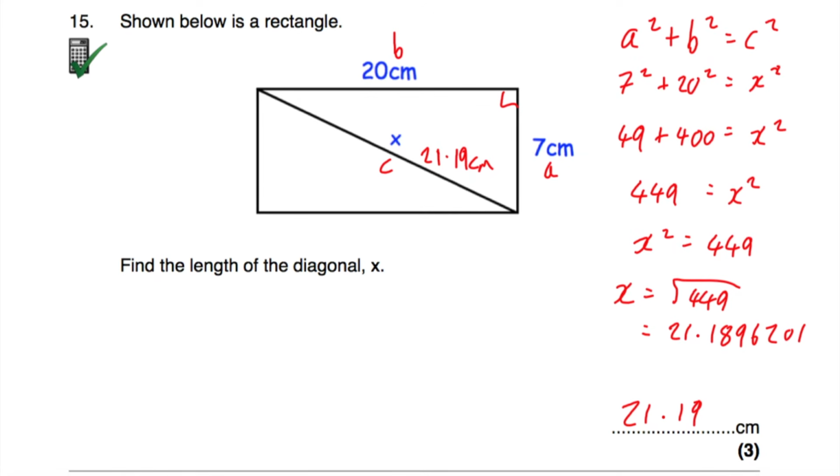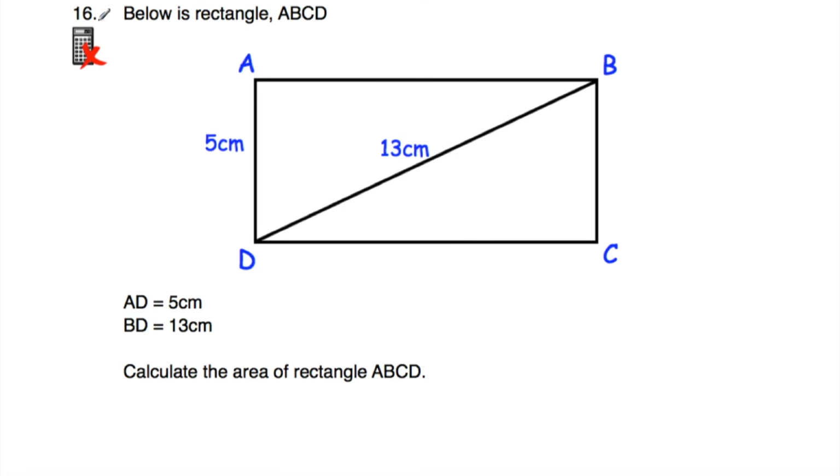Okay, let's have a look at our next question, question number 16. And we've got another rectangle, and actually whenever we're using Pythagoras, sometimes in questions you'll see rectangles involved because quite often you can cut them across diagonally into right angles.